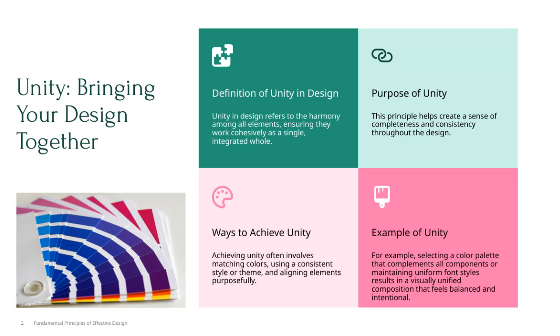Unity in design is all about creating harmony among all the elements so they work together as one cohesive whole. The main goal here is to give your design a sense of completeness and consistency, making everything feel connected rather than disjointed. To achieve unity, you might match colors across different parts of your design, stick to a consistent style or theme, and carefully align elements in a purposeful way. For instance, choosing a color palette that complements every component or using the same font styles throughout can make your design look balanced and intentional, reinforcing that sense of unity.